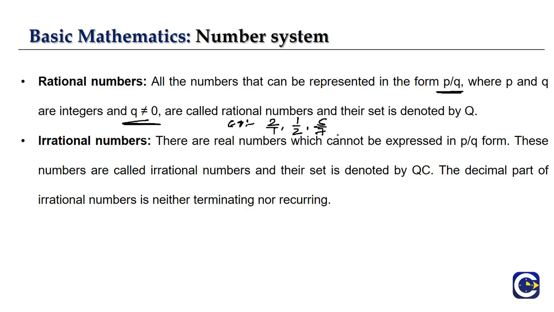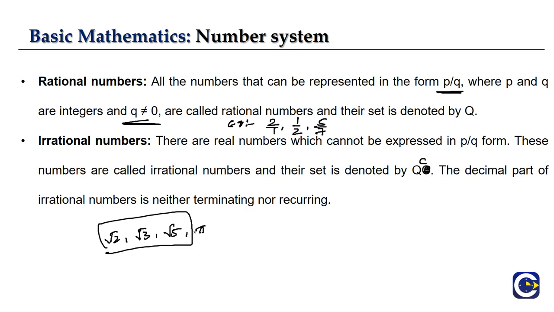The next type of numbers we have is irrational numbers. These are real numbers which cannot be expressed in the form p by q. Irrational numbers are quite the opposite of rational numbers. The numbers which cannot be expressed in the form p by q are called irrational numbers. These irrational numbers are denoted by Q power c. Examples of irrational numbers are root 2, root 3, root 5, and even pi.